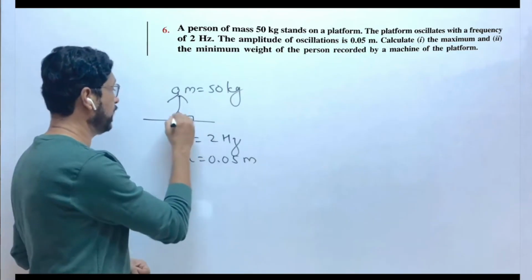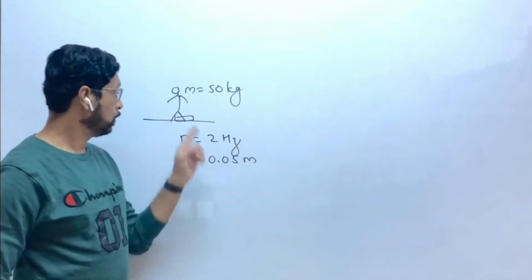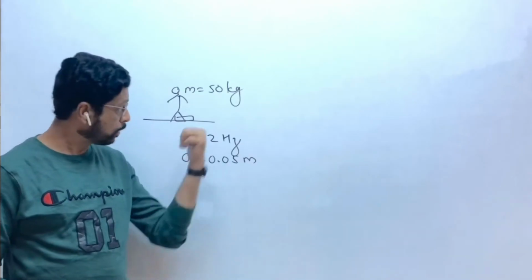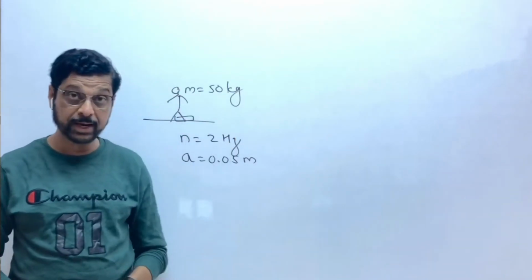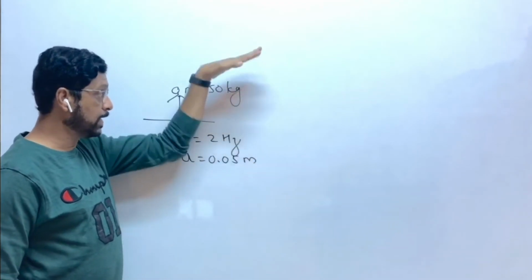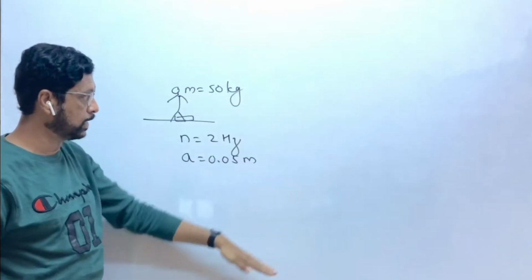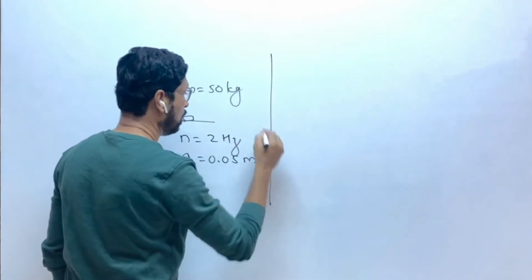Here there is a weighing machine, so what will the maximum weight be and what will the minimum weight be? One thing he forgot to give there is that the platform is oscillating vertically, not horizontally. The platform is oscillating vertically. So what happens here now?